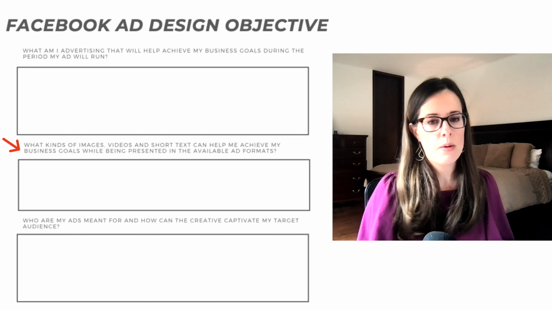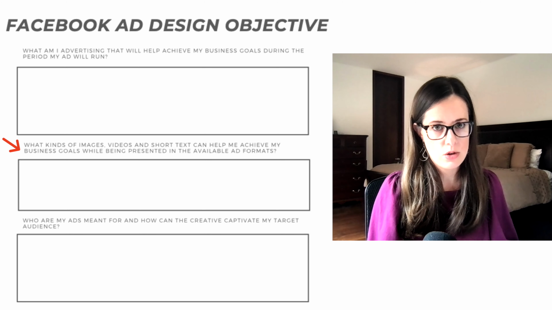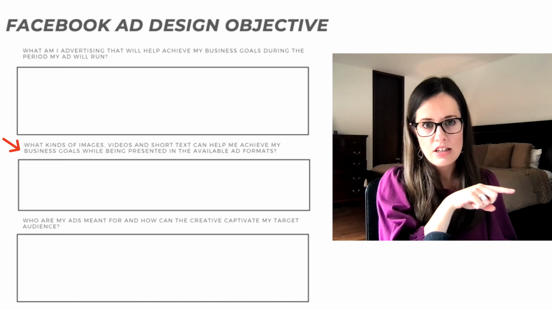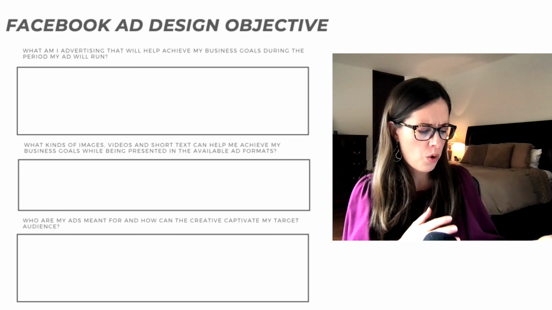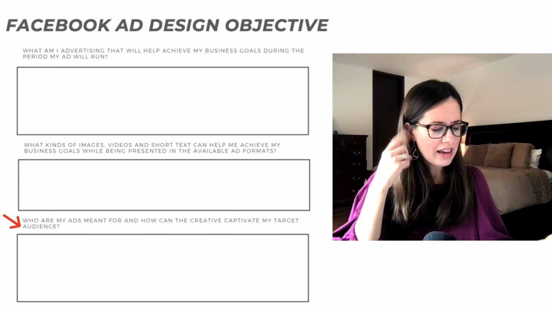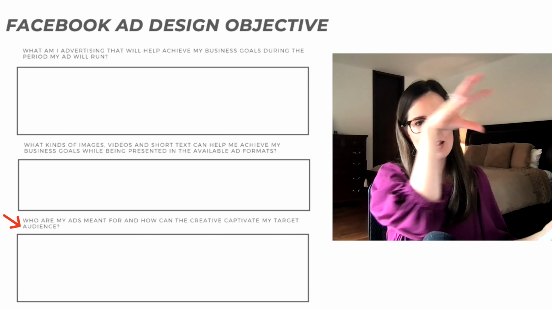So is there a certain shot that I want to use, a certain video clip that I want to make sure that I use, and how does this tie into my target audience? And third, who are my ads meant for, and how can the creative captivate my target audience? So this is just a way to get your thoughts down on paper so that you can reference this while you are designing your ad and setting it up in Facebook.